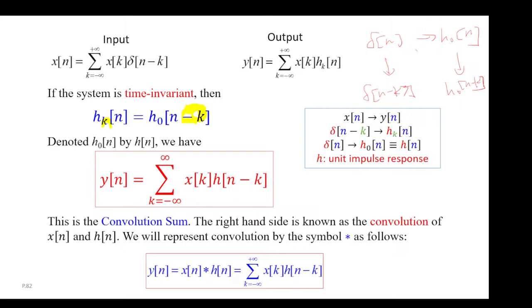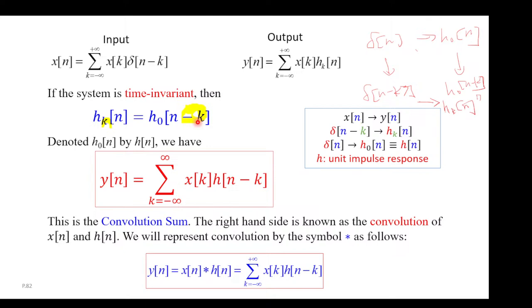Let's respect our notation, and this thing we call h sub k of n. So we see that h sub k of n equals h sub 0 of n minus k. This is how we use time invariance. Hopefully everyone accepts this. We just substituted h sub k of n with h sub 0 of n minus k, or just call it, we don't write the sub 0 anymore, just h of n minus k.